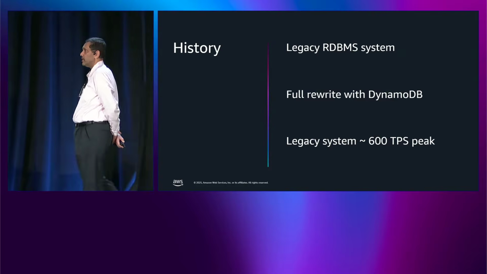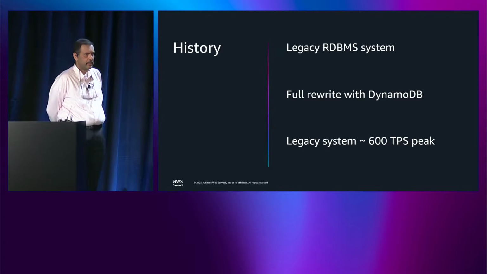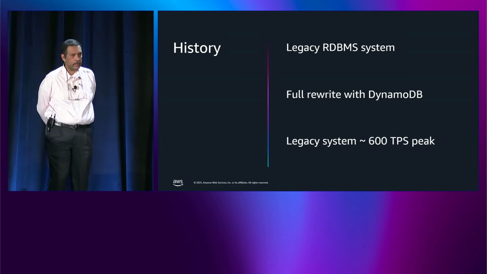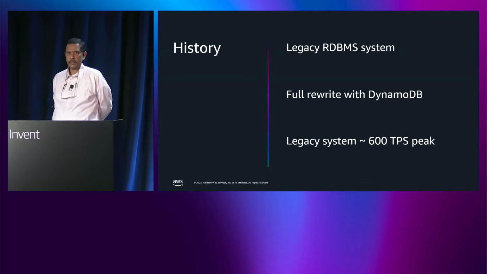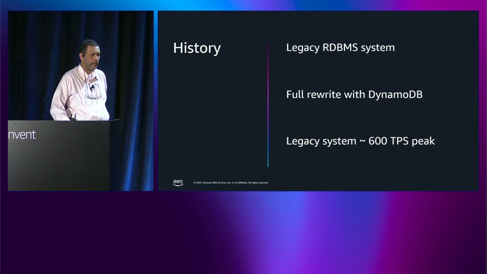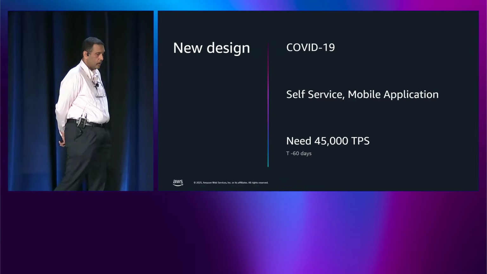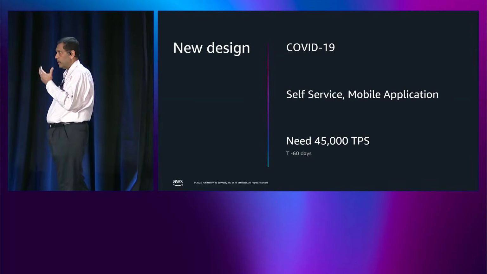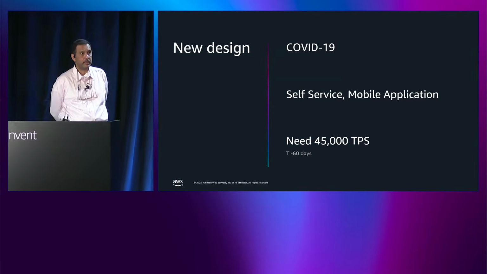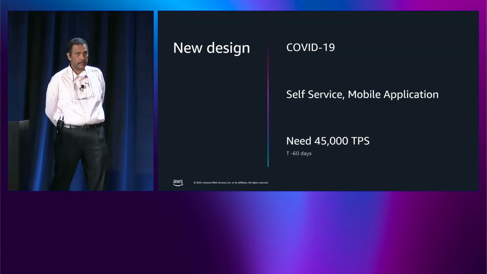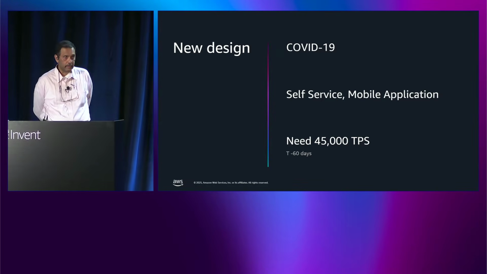There had been an older system. It used a legacy RDBMS, and that system was fully rewritten now to use DynamoDB. The old system needed only to do 600 TPS. We'll get into why in a second. But COVID came along, and this old system, which involved people going to a counter and so on, could no longer happen. So they said, we're going to have a self-service mobile application, and the mobile application has to serve 45,000 TPS. So it was going from about 600 up to 45,000, which meant they had to do a full rewrite.